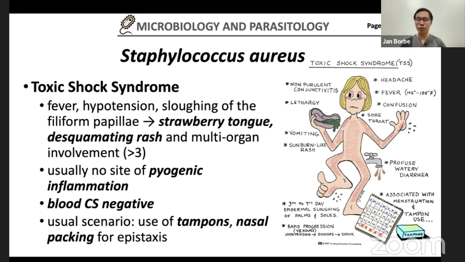So like I said in lecture, imagine it as culture media. The tampon, the nasal packing, serves as your culture media. The body is warm, it's like being in an incubator, like you have culture media. And that's it, you have a fertile environment for toxin production.